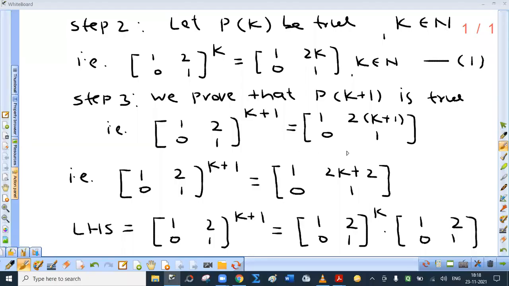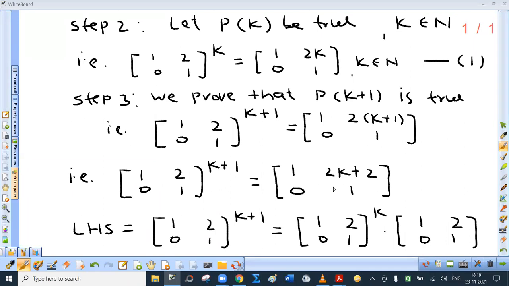So in the second step, we assume that P of k is true. That is kth power of matrix 1, 2, 0, 1 is which matrix? 1, 2k, 0, 1, where k is a natural number. In the step 3, we prove that P of k plus 1 is true. That is to prove k plus first power of matrix 1, 2, 0, 1 is which matrix? 1, 2 into in bracket k plus 1, 0, 1. That is matrix 1, 2k plus 2, 0, 1.